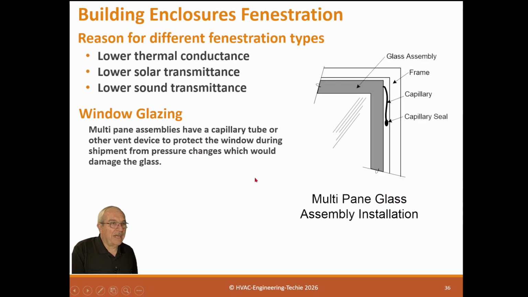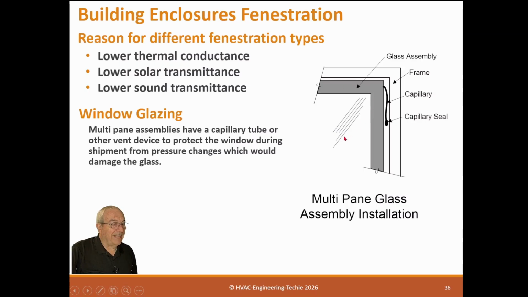So, window glazing. Multi-pane assemblies have a capillary tube or other vent device to protect the window during shipment from pressure changes which would damage the glass. So this is a problem. We either have a gas or we have air between the panes. If we have air between the panes, they have an open capillary on them, so that as the trucking company goes between elevations, these windows don't bulge out, right? Because that gas would be under higher pressure, so it actually vents to the outside. And these are protected from moisture getting in there.